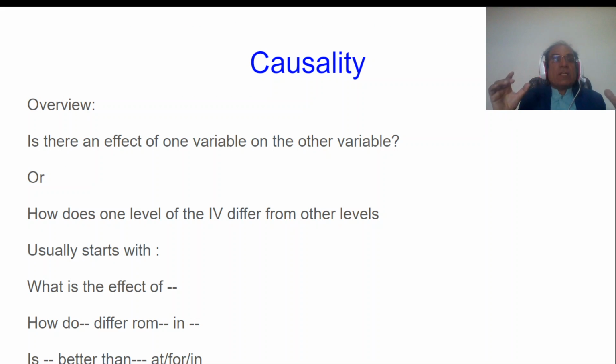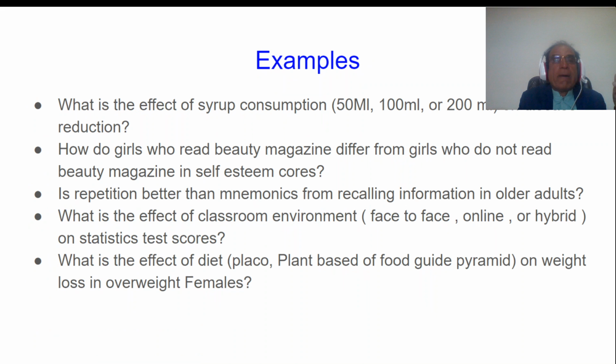Next is causality. Is there any effect of one variable on another variable? Or does one level of the independent variable differ from the other? Most causality questions start with what is the effect of, how do, what is the difference, or is A better than B. So now I would like to share a few examples of this question.